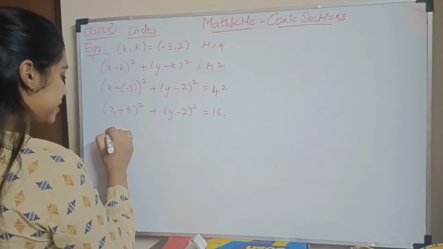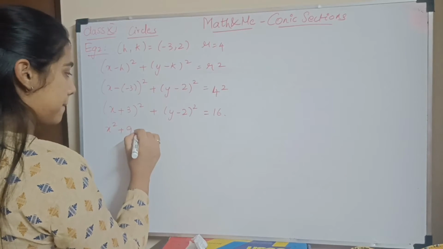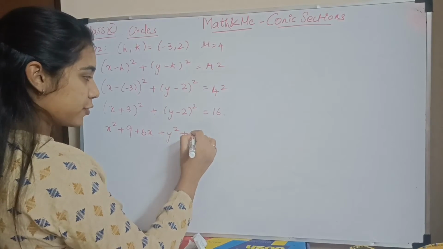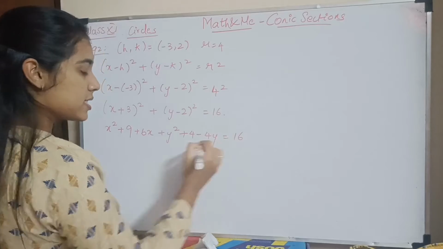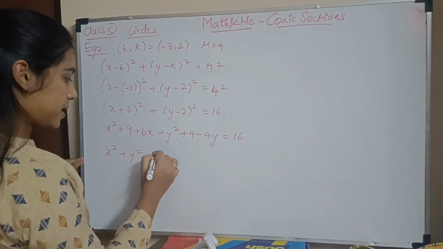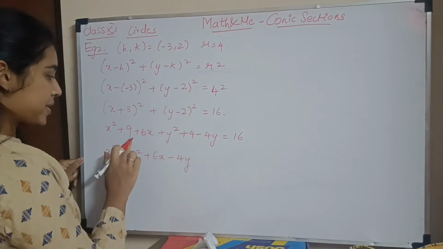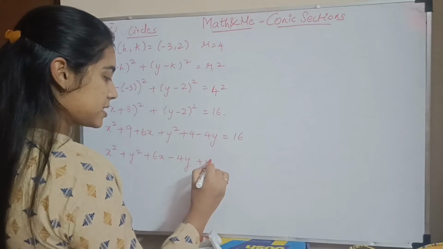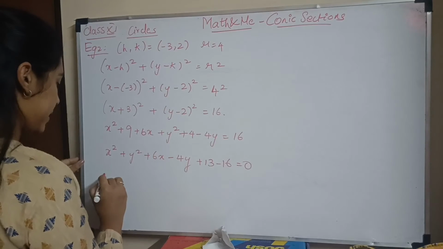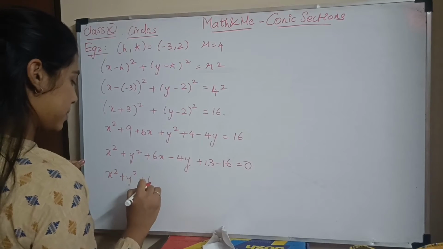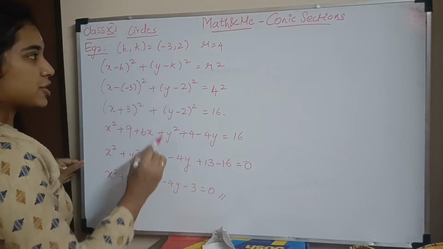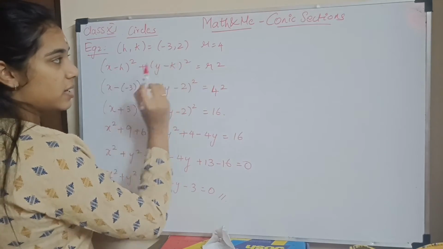When I open the brackets, what do I have? x square plus 9 plus 6x, plus y square plus 4 minus 4y equals 16. Now let's consolidate. I have x square plus y square plus 6x minus 4y, 9 plus 4 is 13, plus 13 minus 16. I am bringing this to the left side, so I have 0. Now I have x square plus y square plus 6x minus 4y minus 3 equals 0. So this is my equation for the circle with center minus 3, 2 and radius 4.